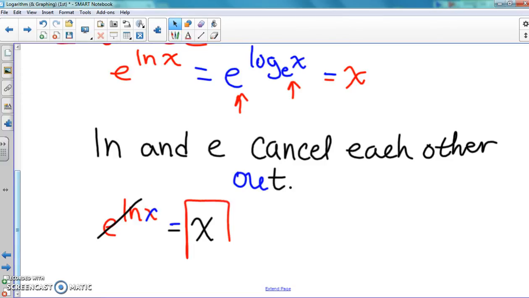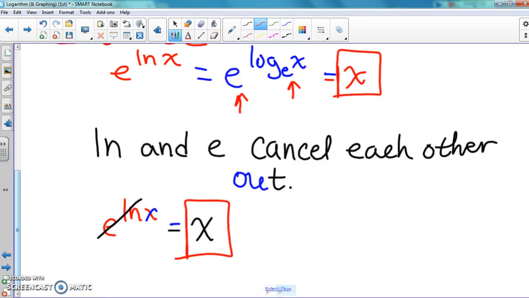So you know your inverse property, and also know that natural log and E cancel each other out every single time. All right, so that's not bad. We can do that. That's pretty easy, pretty self-explanatory. So just remember that. That's important.